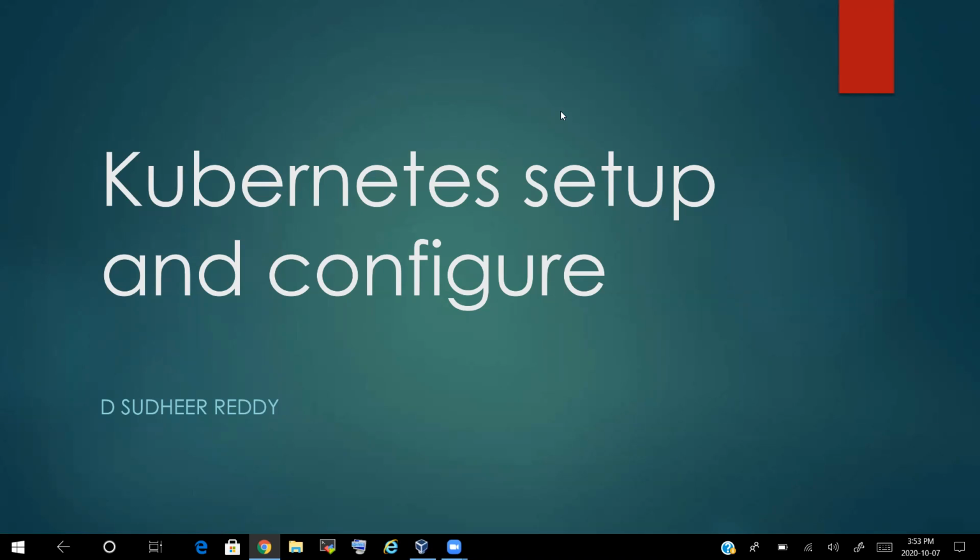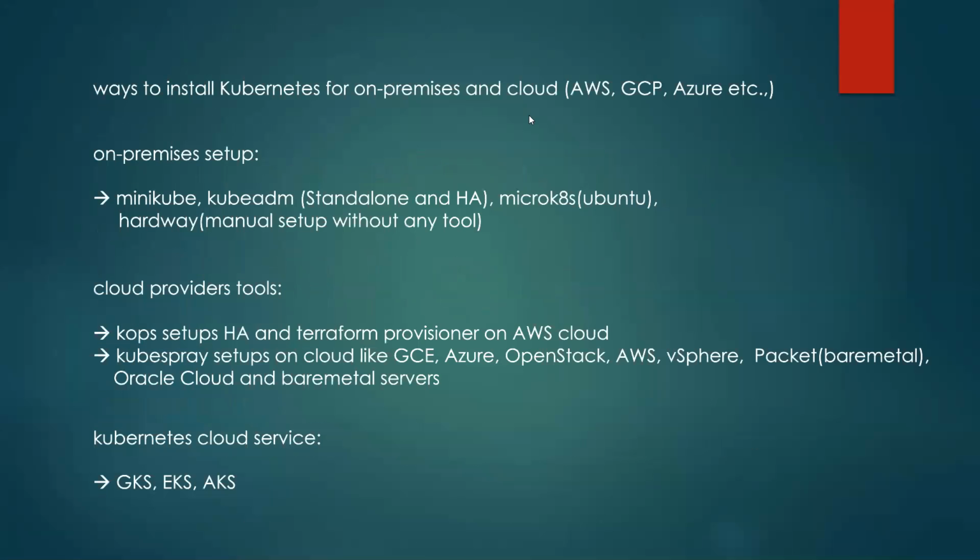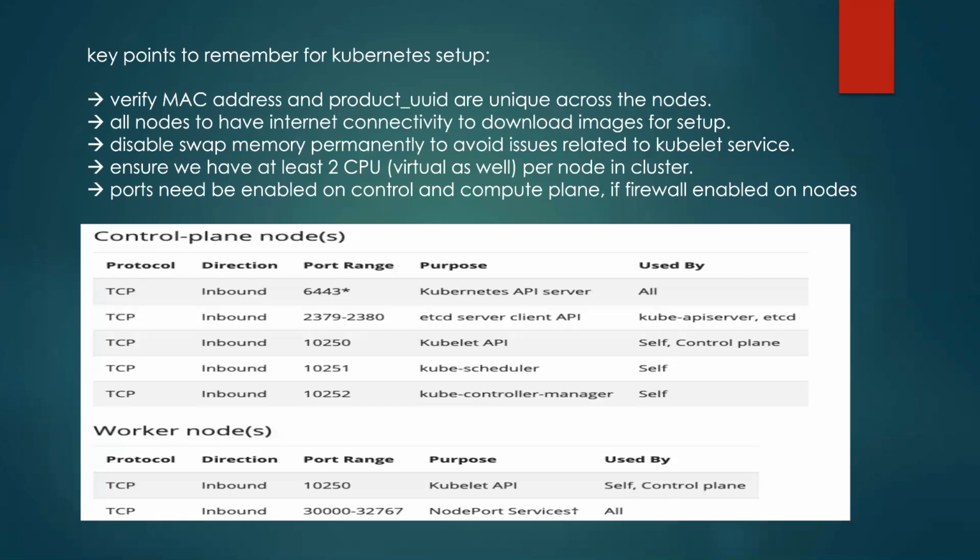Let us see what the prerequisites are, what we need to follow, and what we need to take into consideration when setting up a Kubernetes cluster using the Kubeadm tool. If you recall yesterday's class, we discussed verifying that the MAC address and the product UID are unique across the nodes, and that all nodes should have internet connectivity to download the images for setup. And we have to disable the swap memory.